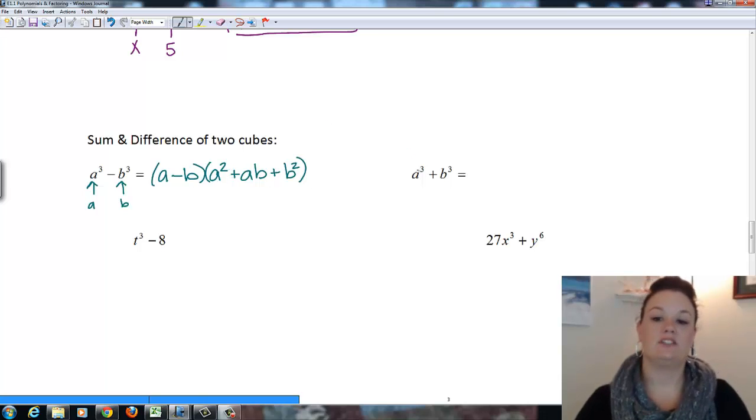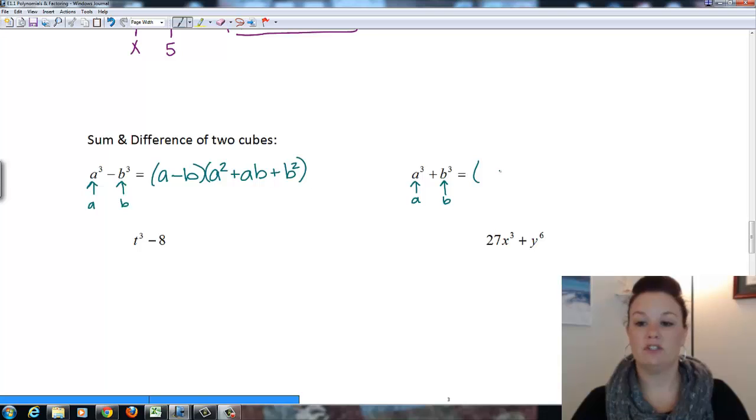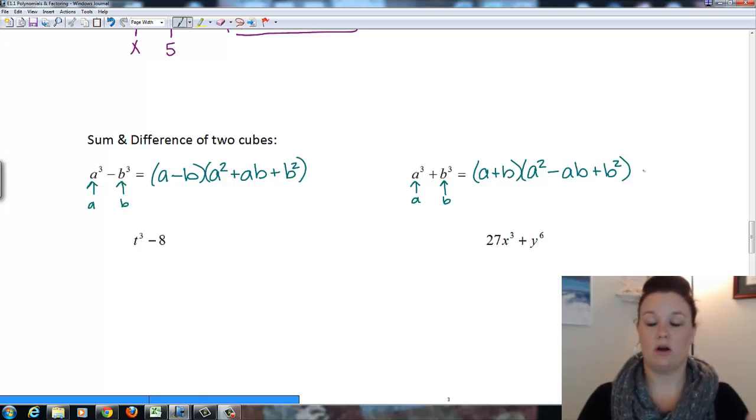Okay. Now if I start out with a sum of cubes, again my base here is a, my base here is b, I write my first quantity with the same sign that my original was, so since this is a sum of cubes, I'm going to do a plus b. And then again, I square my first one, a squared, but this time I switch to minus, multiply them together, ab plus b squared.